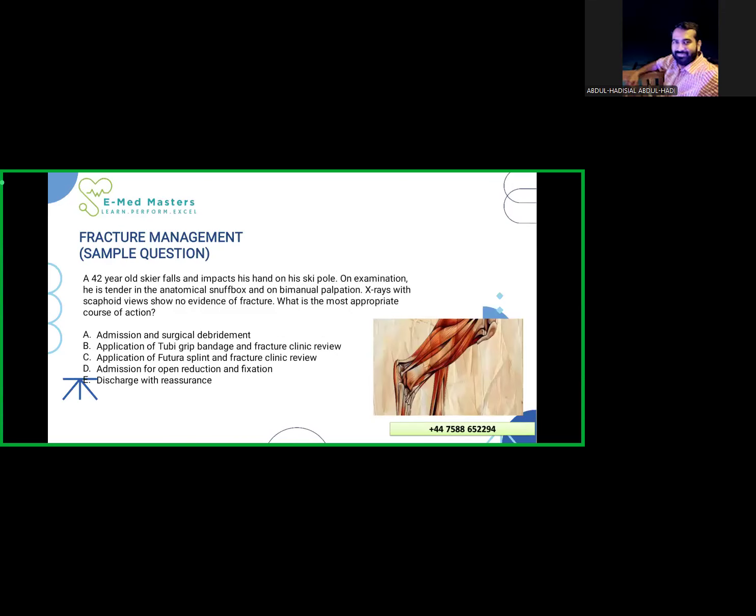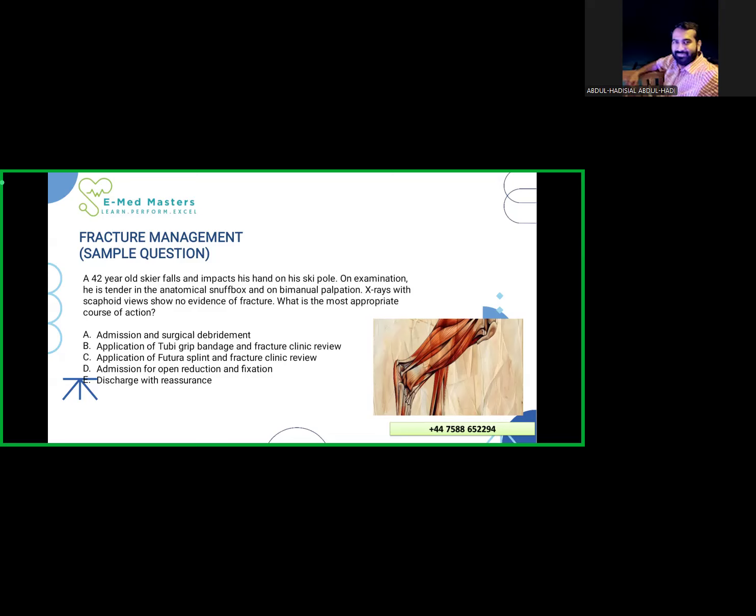Okay, so as you can see in this question, the X-rays show no evidence of scaphoid fracture, but there is pain on palpation of the anatomical snuff box, which means that there might be a subacute fracture, which is not evident on the current X-rays. So the protocol here is to wait for 14 days and review the patient again after 14 days.